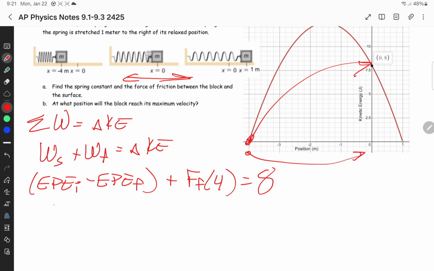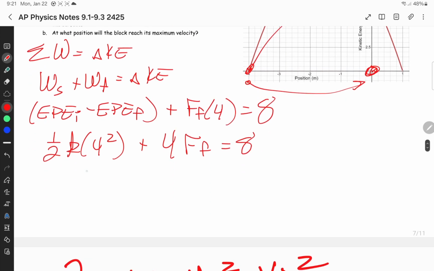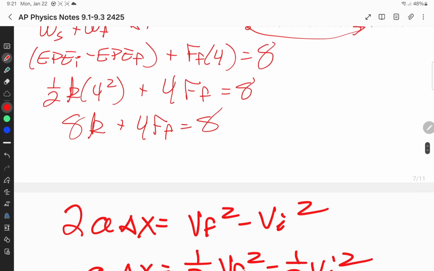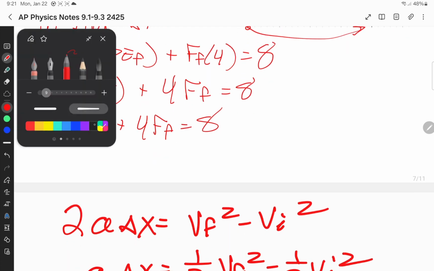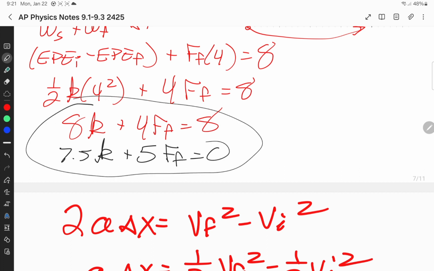All right, so let's see, EPE initial. So that's 1/2 K times 4 squared minus EPE final. Well, here our x is 0, so our EPE is 0. So I'm looking at 8K plus 4FF equals 8. And then we can combine that with the equation we had before, which was 7.5K plus 5 force of friction equals 0. And now we've simply got a system of equations, right?